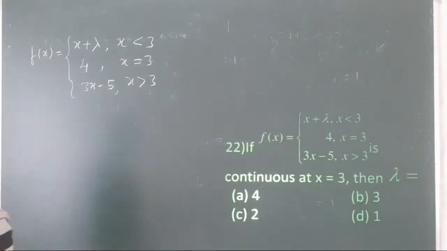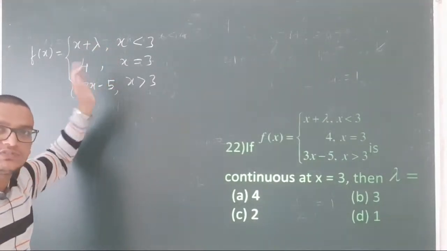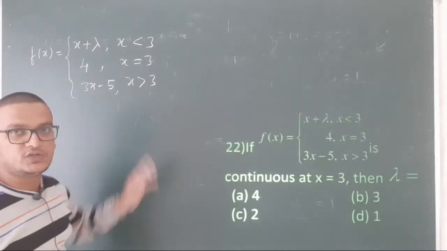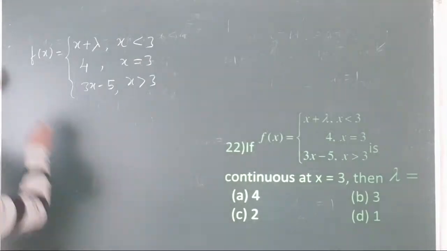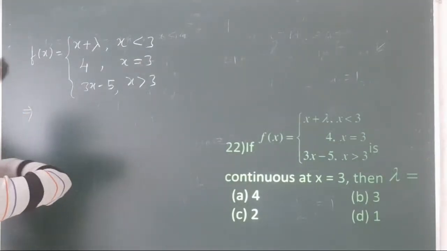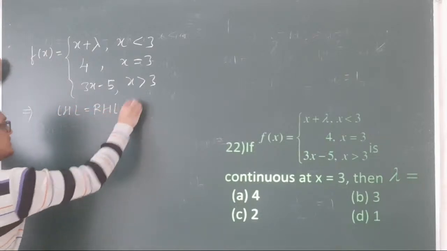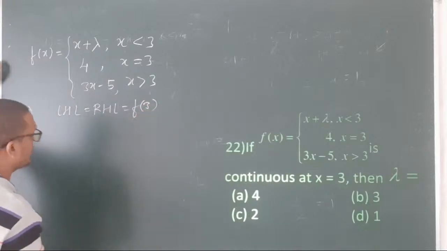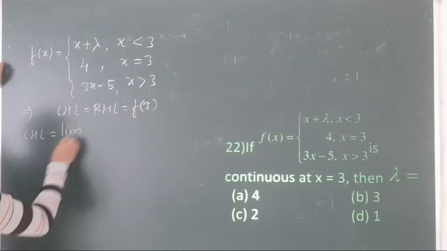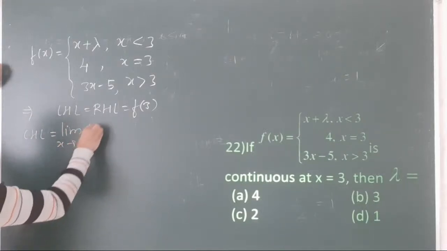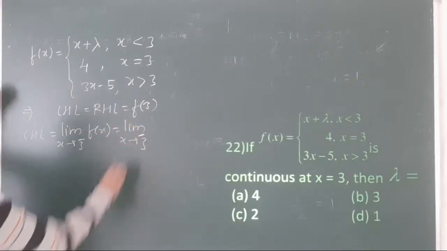Again see, it is the same as the previous question. So this function is already continuous. You are not going to check the continuity of this, it is already continuous. Then you have to find the value of lambda. Now they have said this function is continuous at x equals 3. It means what? LHL is equal to RHL is equal to f of 3. Okay, so let us find LHL. What is LHL? Limit x tends to 3 minus f of x.